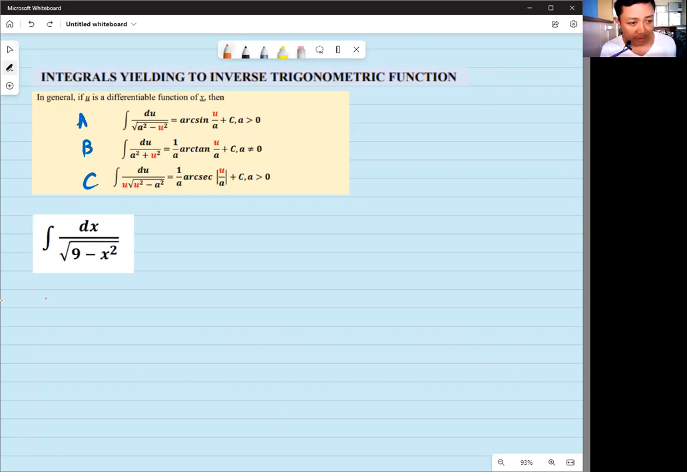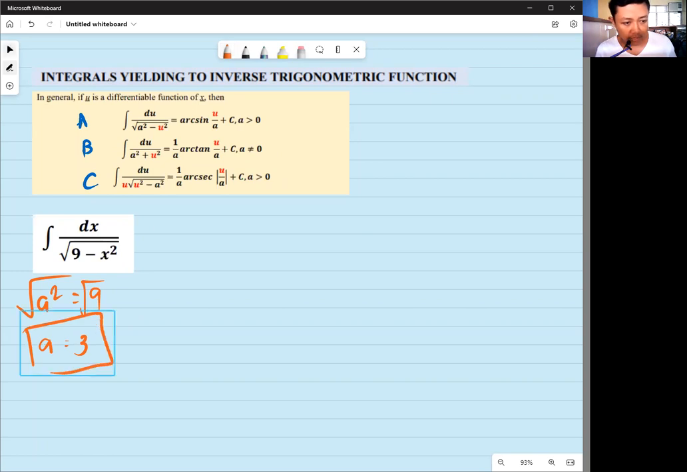We will start with A squared because our given formula is in the squared format. So A squared is equal to 9. Getting the square root of each, we will have A is equal to, type the answer please. What is the square root of 9? Very good. It's 3. Correct. Now, let's move on with U.